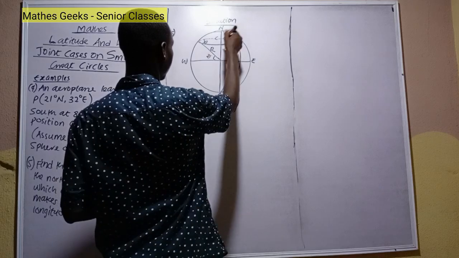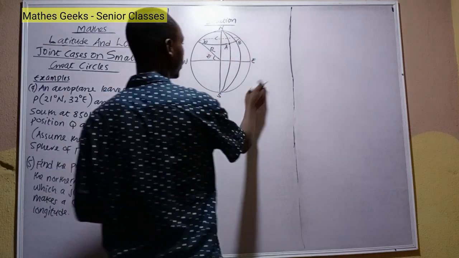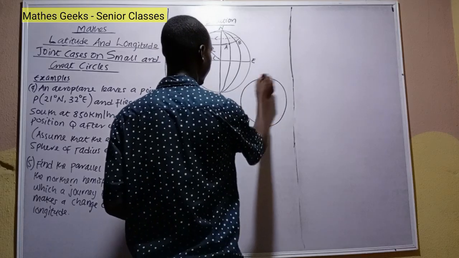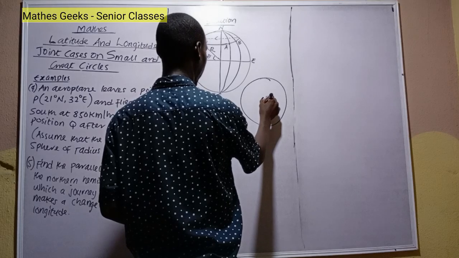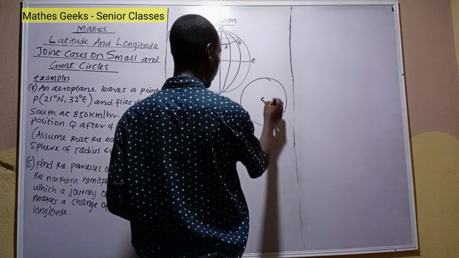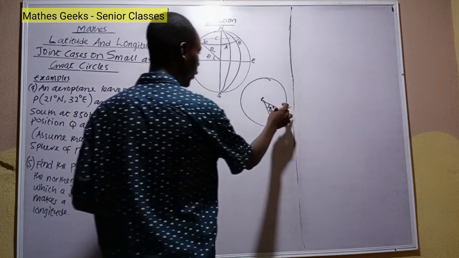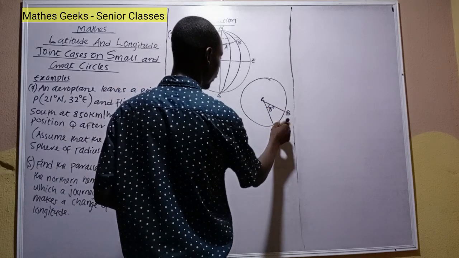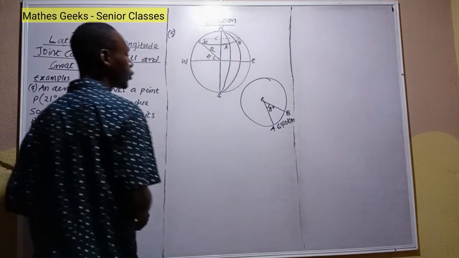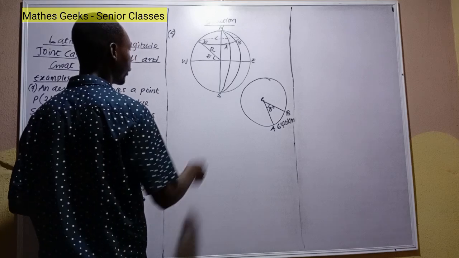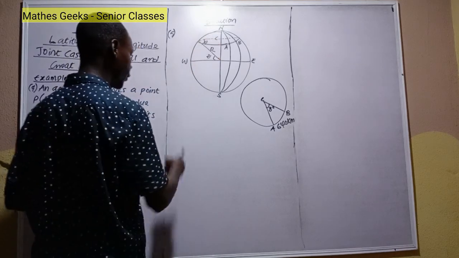Now we're told that the 2 points A and B, the distance between them is 640 kilometers. So let's show it this way. The center of this small circle is C. The difference in longitude is 8 degrees. That is the angular difference. And arc AB, which are the 2 points, is 640 kilometers. So what we need to look for here is the parallel of latitude, the angle, which is alpha here.